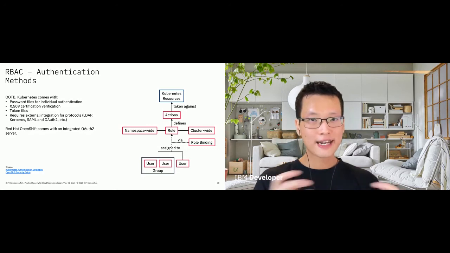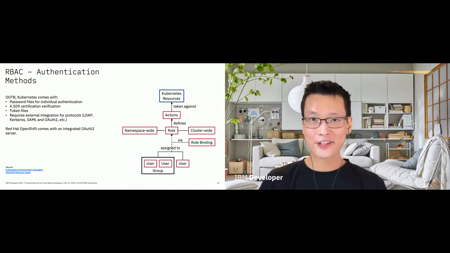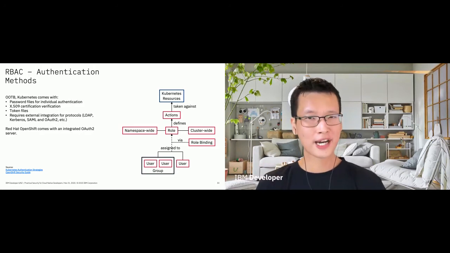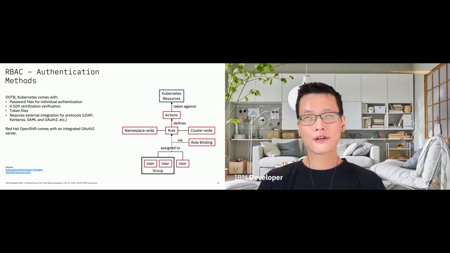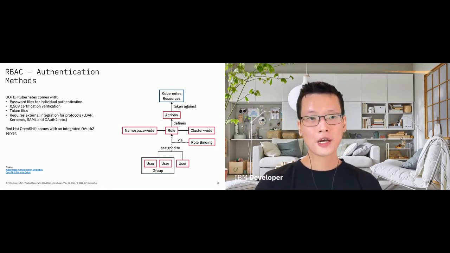But a vanilla, fresh Kubernetes installation requires external integration for other protocols like LDAP, SAML or OAuth2. If this doesn't mean anything to you, don't worry. If you do work with application security, you do kind of have to know about these, but if you don't, it's okay. These things should be set up by your cluster administrators. And Red Hat OpenShift comes with a pre-integrated OAuth2 server to help you integrate with other identity providers and to manage the authentication.